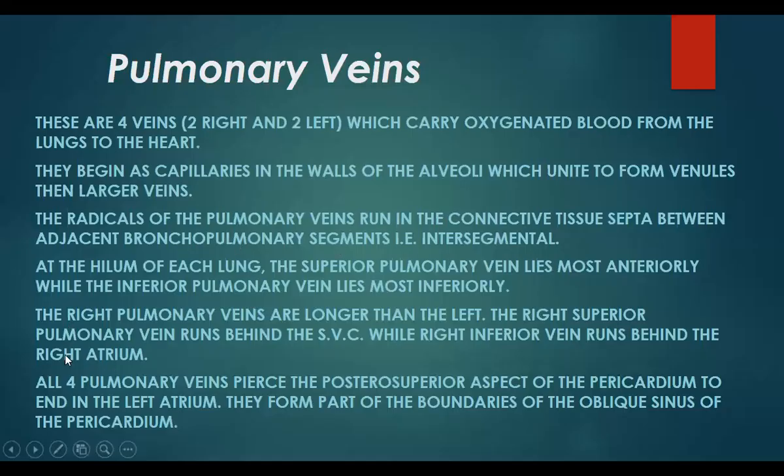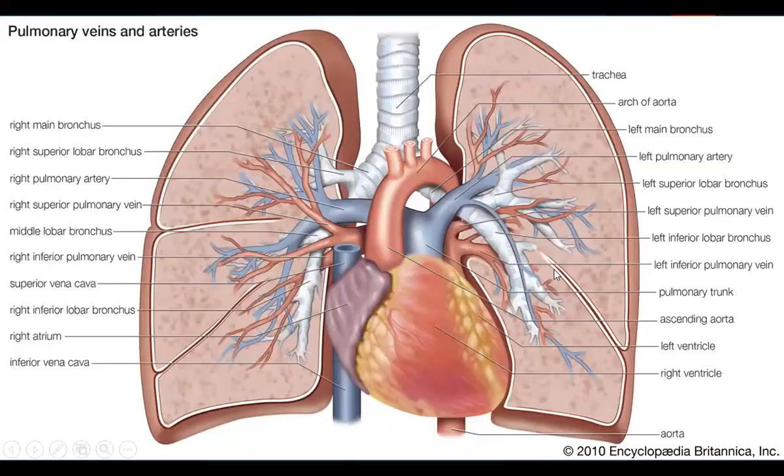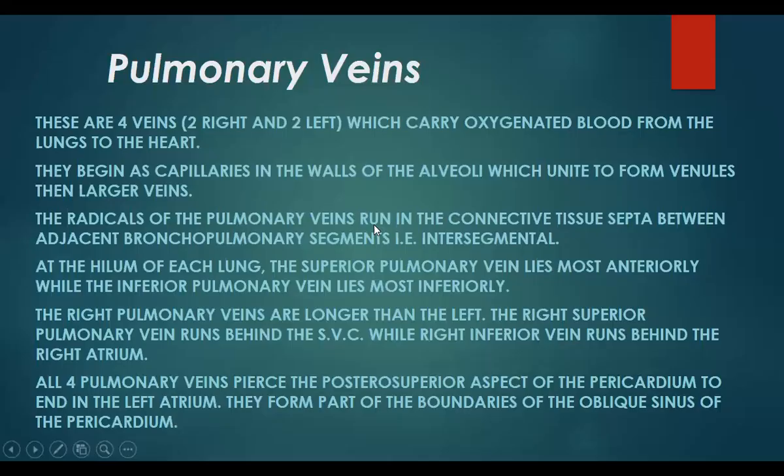Similarly, the left also. So the right pulmonary veins are longer than the left. If you see here, because the heart is more on the left side, these right pulmonary veins are longer. They have to go all the way up to the left atrium. But the left superior and inferior pulmonary veins are shorter, because as soon as they begin, they end in the left atrium. So the left atrium is more close to the left lung.